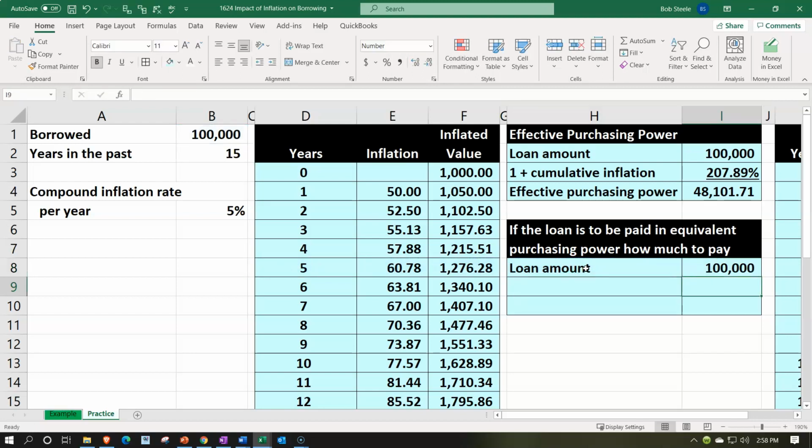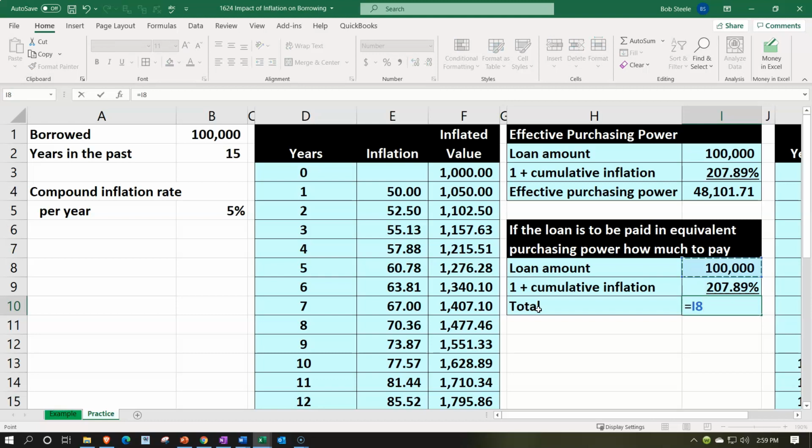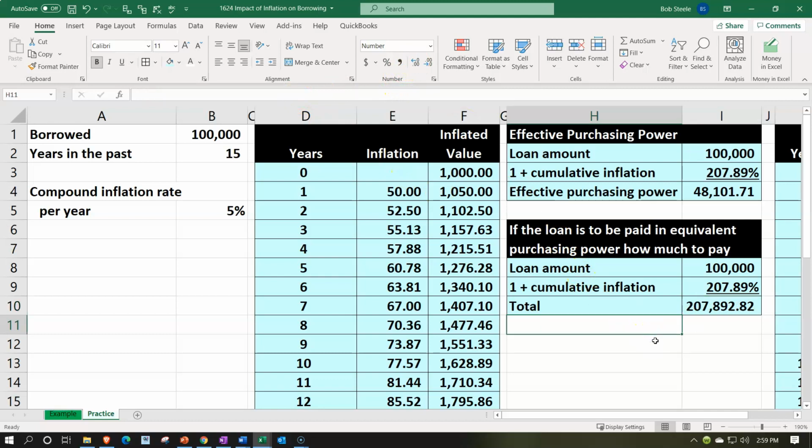We could say, all right, well, the original loan was the 100,000, and then we're going to be picking up our 1 plus the cumulative inflation again, which is going to be equal to the 207.89. Let's make that a percent, numbers group, percentify it, add a couple decimals, font group, and underline, and give our total here. Total, I'll just call it total this time. And then we'll take the 100,000 times the 207.89, add a couple decimals there. So we're going to then go numbers, add a couple decimals. So we'd have to be paying back then the 207,892 in order to get back to the equivalent units.